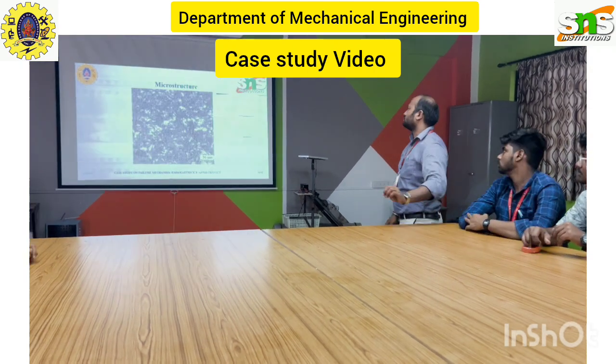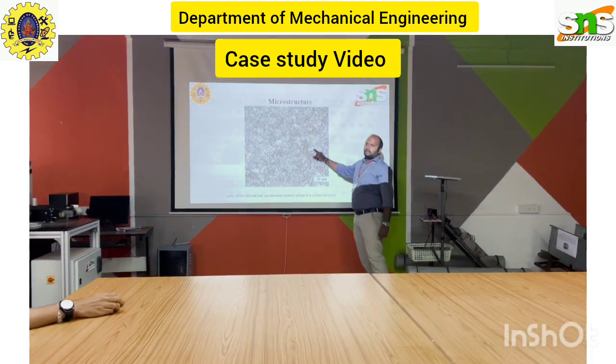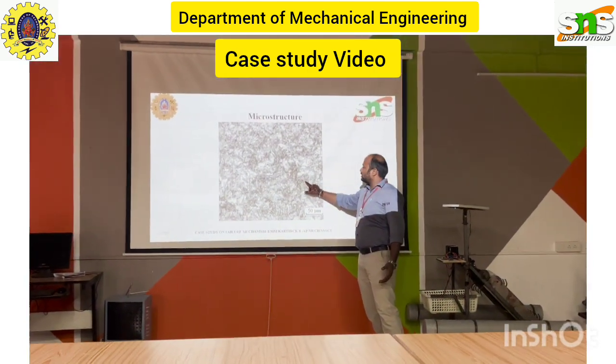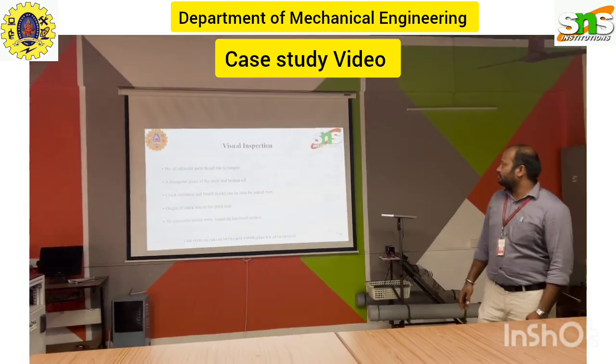Next. Here, this white color is retained austenite and this black color is martensite.